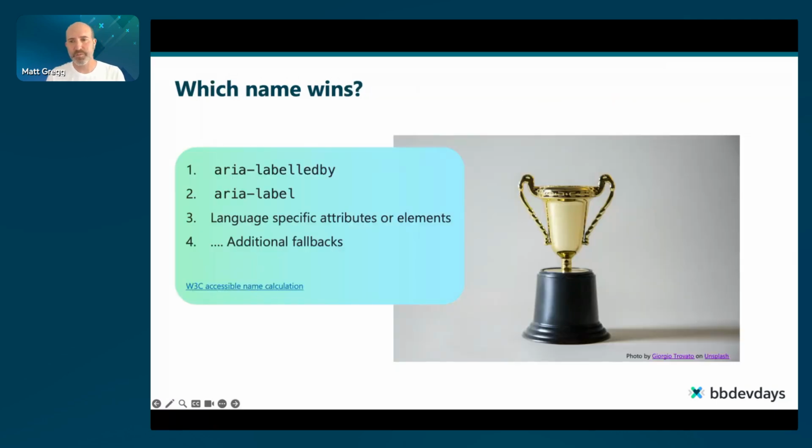Some of you, thinking about this last slide, might be asking yourselves, well, which name wins? There are a lot of different ways to set an accessible name, and maybe, like in the last example, multiple are used at once. Well, there's actually a calculation for this that user agents like browsers use to figure out what the name of a particular element is. I'm not going to go into every step of the calculation, but this is the short version. Essentially, ARIA labeledby always wins, and then ARIA label, and then there's a variety of HTML methods and fallbacks.